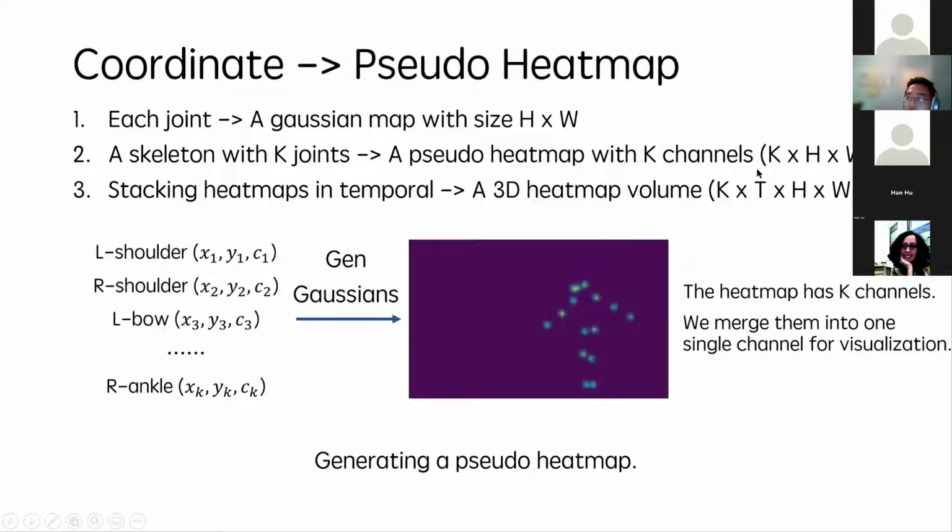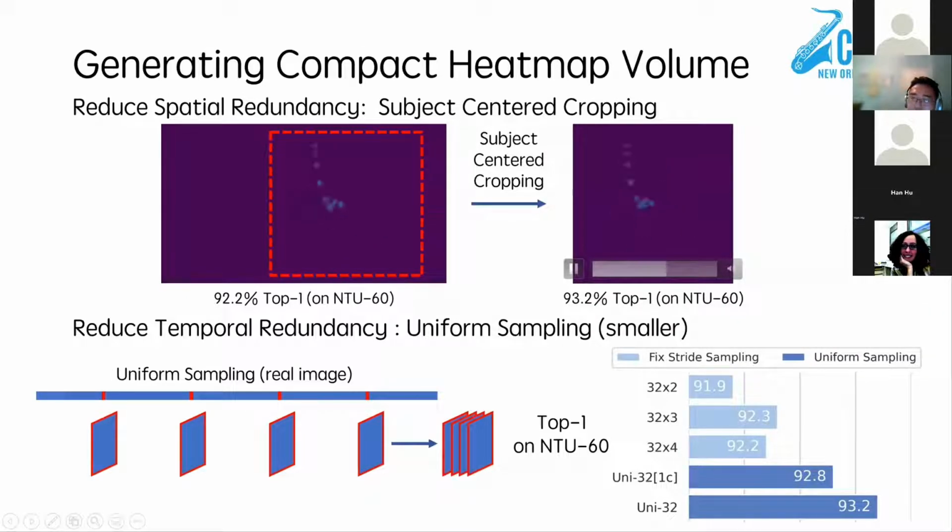We then propose 2 techniques to handle the redundancy. To reduce spatial redundancy, we find the smallest bounding box enclosing all 2D poses, crop frames with the box, and resize them to a target size. By doing so, more information can be reserved within a small spatial size.